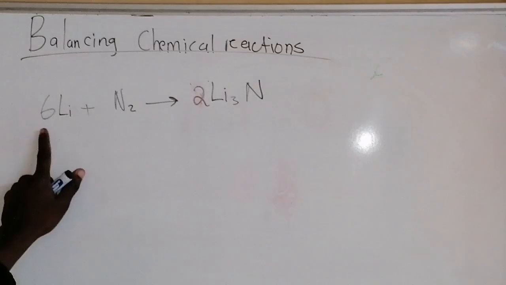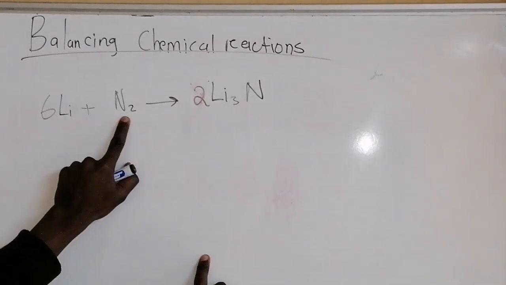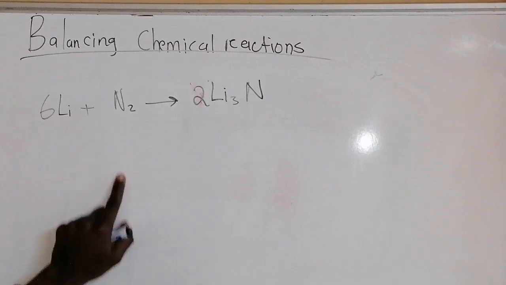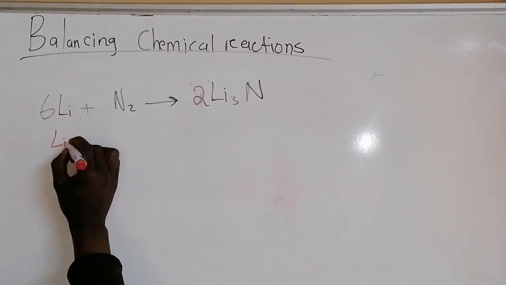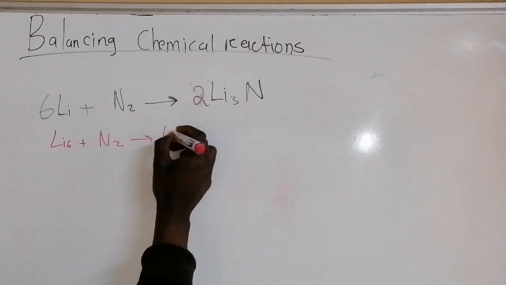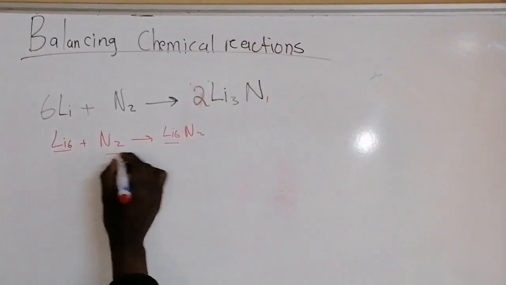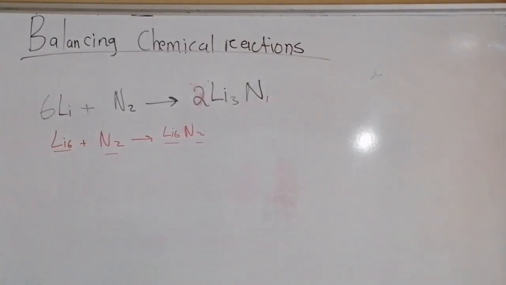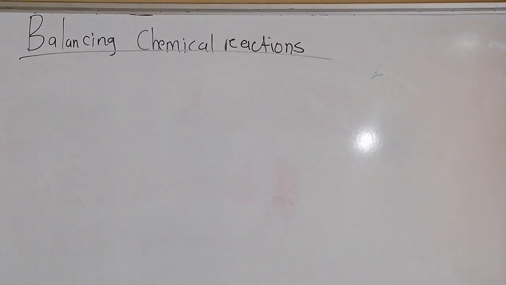Now let's check there. We have 6 Li. 2 times this, we have 6 Li. We have N2, and 2 times that one there, we have N2. Therefore this one is balanced, because if you use that method, this times Li, it is Li6, plus N2, this times that, Li6, this times the one there, N2. Therefore we have Li6, Li6, N2, N2. So this one is balanced. Your teacher can write down a chemical equation, then ask, is this equation balanced or unbalanced? So you need to know how to check if an equation is balanced or not.